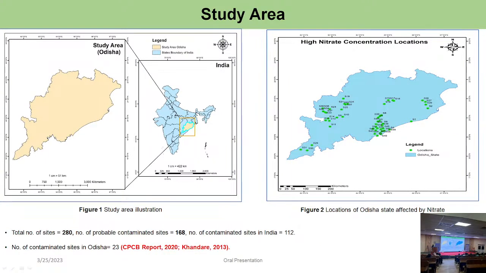So this is the study area. Why I have taken Odisha for my research study is because there are confirmed 112 contaminated sites in India. Out of that, 23 contaminated sites are in Odisha. That is reported by the Central Pollution Control Board. So these are the locations I have taken.